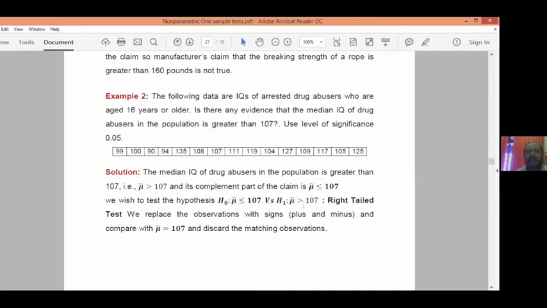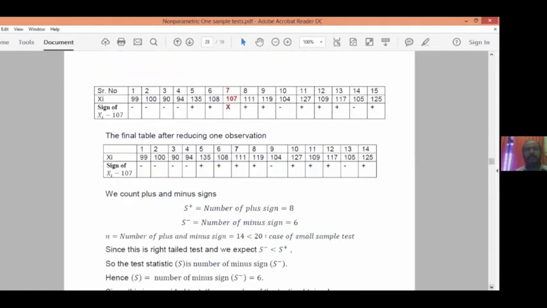The alternative hypothesis is stated. Since mu is greater than 107, this becomes a right-tailed test. So we replace each observation with a sign, plus or minus, comparing with the 107 value. Under the null, mu is less than or equal to 107, so we take mu equal to 107. We compare with each observation and discard the observations that match exactly.